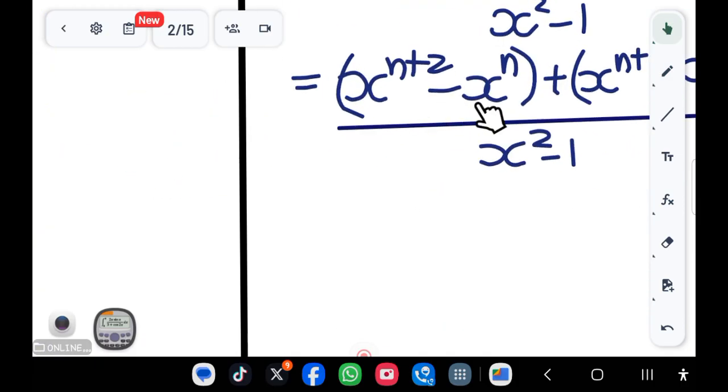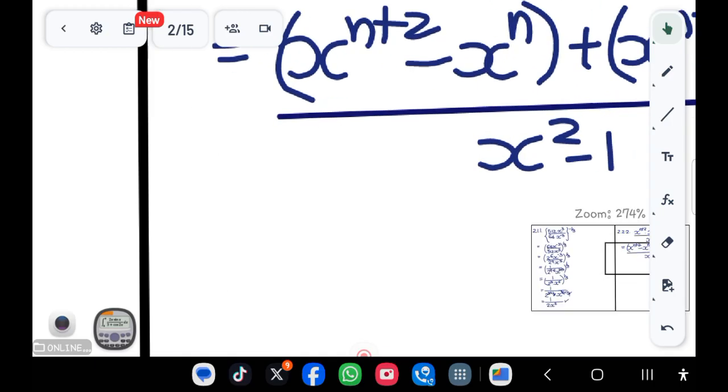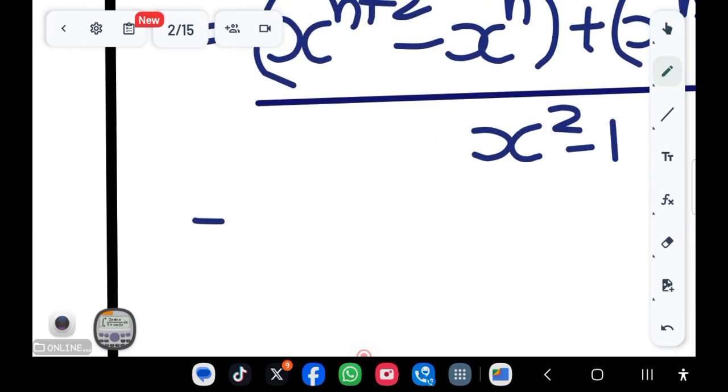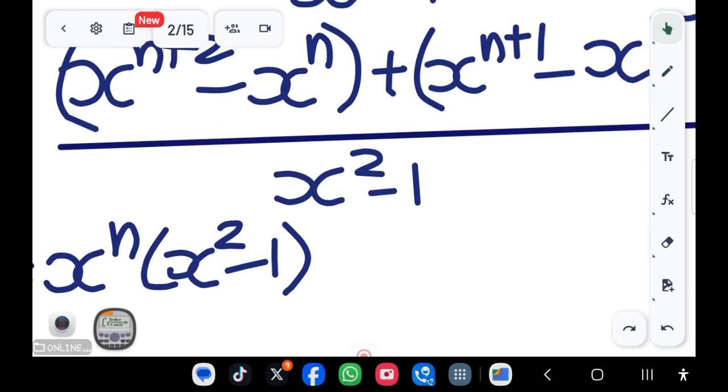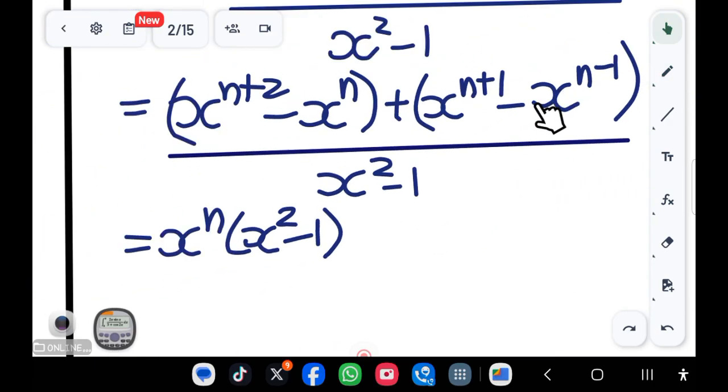Now let's factorize. Take out a common factor. Now when we take out a common factor of x to the power of n, that will leave us with x to the power of 2 minus 1. So we take out a common factor of x to the power of n, it will leave us with x squared minus 1. So far so good. Matches with the bottom.